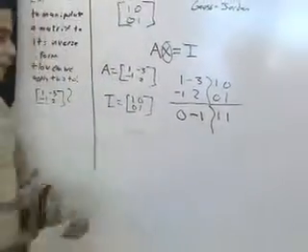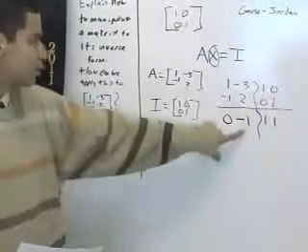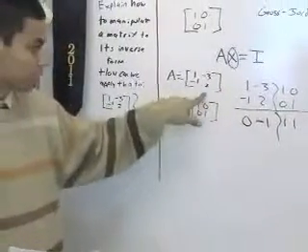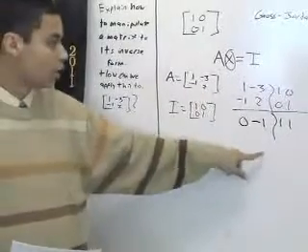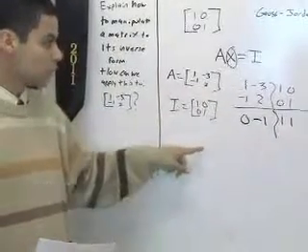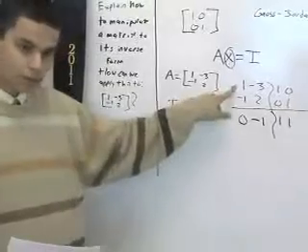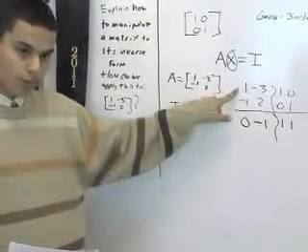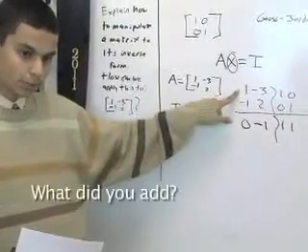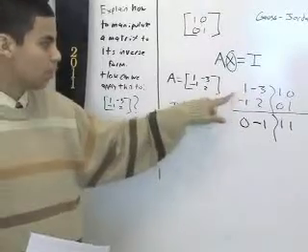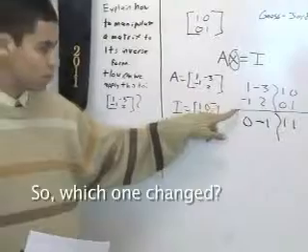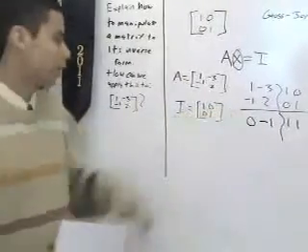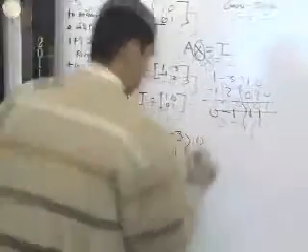This is my point of confusion right here. Is this the first row or the second row? Which one did you change? From both, which one changed? The first one? What did you add? Did you add row 1 to row 2 or row 2 to row 1? I added row 1 to row 2. So which one changed? Row 2? Okay.